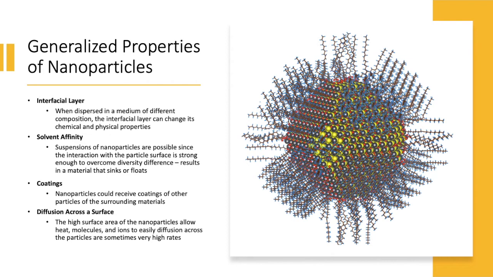Properties of nanoparticles. Before we get into some more specifics in regards to the three that we're going to talk about in this talk, I just wanted to discuss some generalized ones. There are four, but there are more, of course. The first one is the interfacial layer. When we talk about the interfacial layer, we mean when nanoparticles are dispersed in a medium of different composition, with different particles floating around in some sort of solution possibly. The interfacial layer can change its chemical and physical properties due to the nanoparticle.